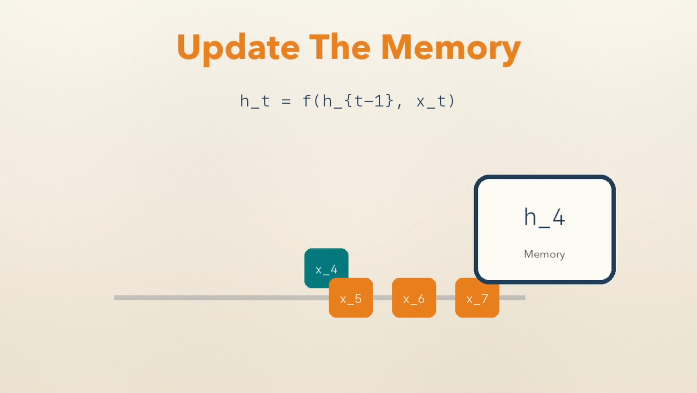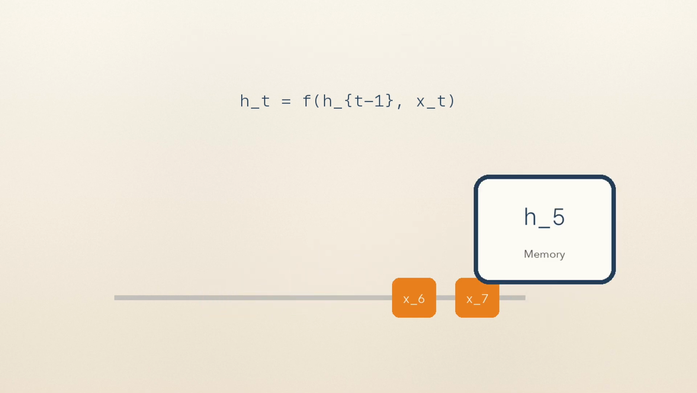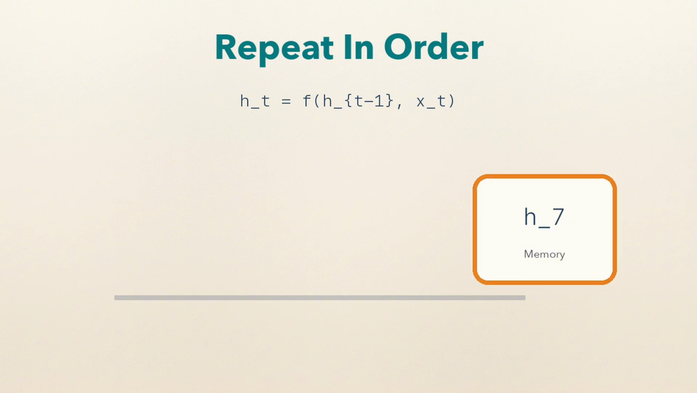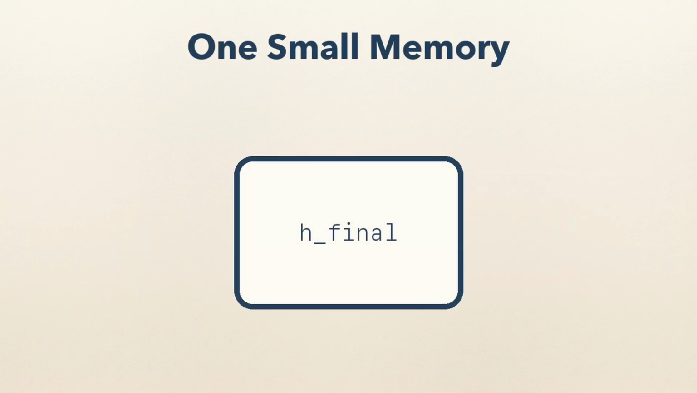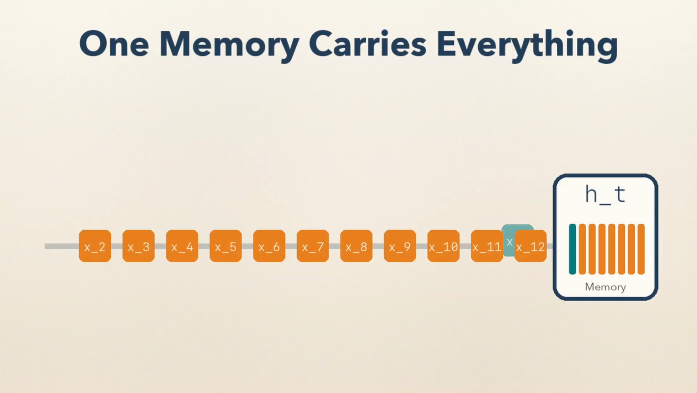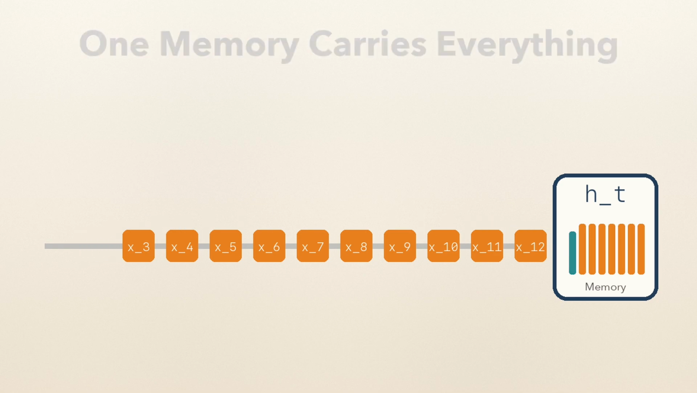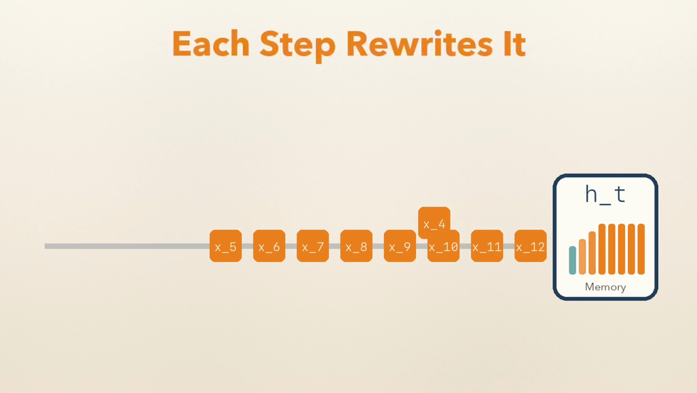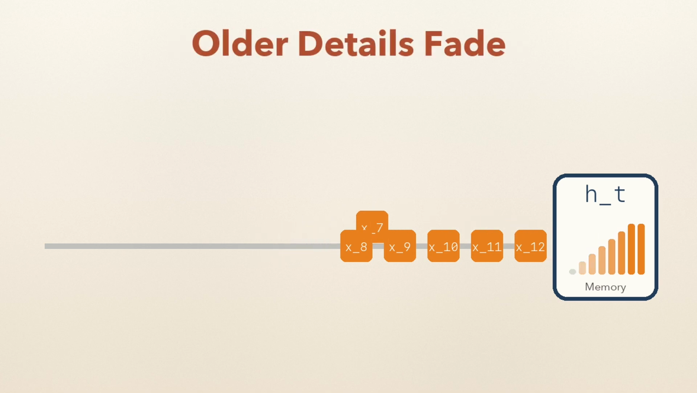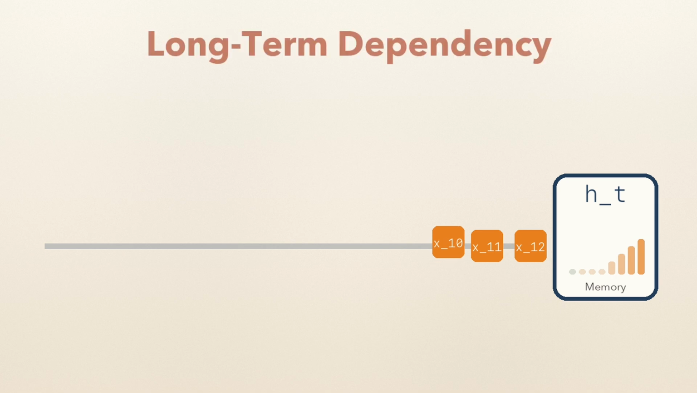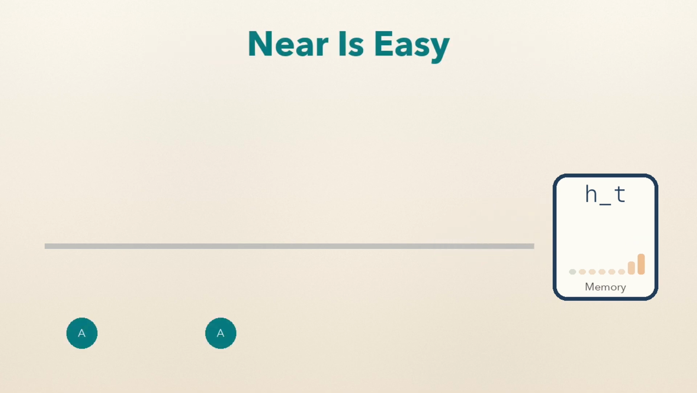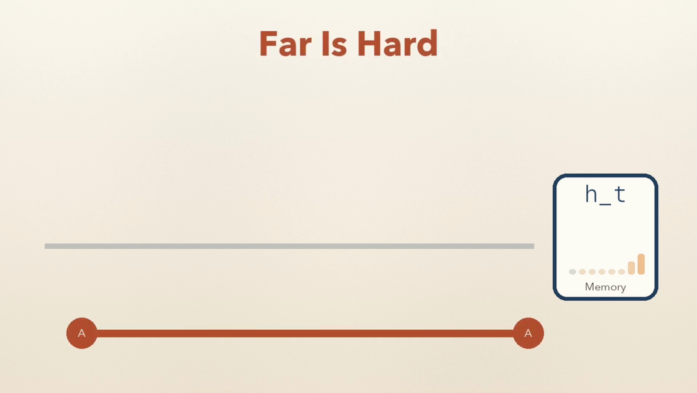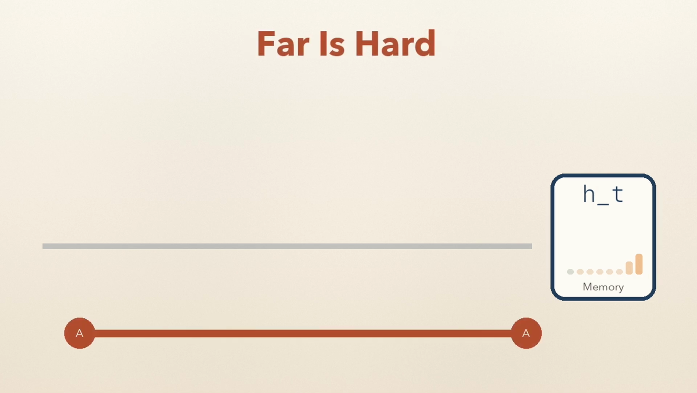memory, then reads the next word and updates that memory. It continues in order until it reaches the end. The final memory is expected to contain enough information about the entire sentence. The problem is that one small memory must carry information through every step. As the sentence becomes longer, older details can become weaker or disappear. This is called the long-term dependency problem. And an RNN may understand nearby words well, but it can struggle to connect words separated by a long sentence.